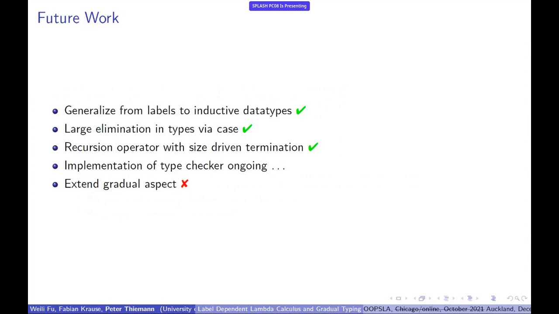Originally, in another system, we considered having dedicated recursors for each inductive type, but it's just too tedious to program with those recursors. So in this case, we went for a named lambda, essentially like rec f x, something like that. The implementation of that type checker is ongoing, and we hope to have a look at the gradual aspect once we've finished that. So that's the inductive data type equivalent of LDLC. That's what we have currently, and the next thing to extend is the gradual stuff. Well, with that, thank you for your attention.